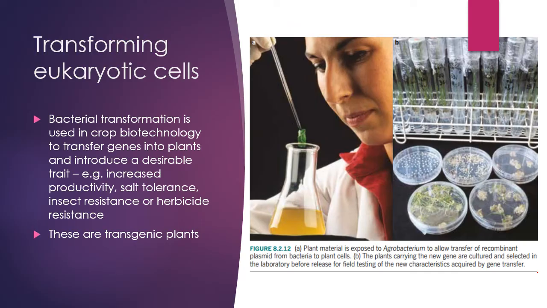Now, in eukaryotic cells, it has been used in crops to transfer genes into plants, like I described earlier. So that could be to produce higher yields, have different resistances to things. So they're transgenic plants and they're all grown in the lab and cultured. And they're even doing this to put in exotic genes into plants to kind of mimic expensive rare plants and make a lot of money.